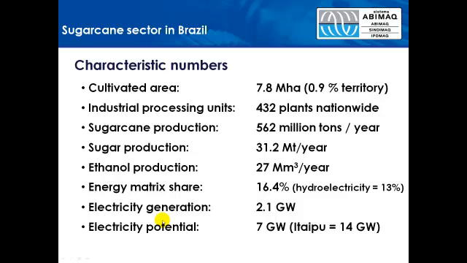And the actual electricity generation corresponds today to 2.1 gigawatts. The potential generation of electricity corresponds to 7 gigawatts. This is actually by replacing all old boilers by modern high-pressure boilers, and these 432 plants would be able to generate 7.7 gigawatts. Just to compare, the installed capacity of Itaipu corresponds to 14 gigawatts, and the average power produced by Itaipu is exactly equal to 7 gigawatts. So the potential for generation is very significant.